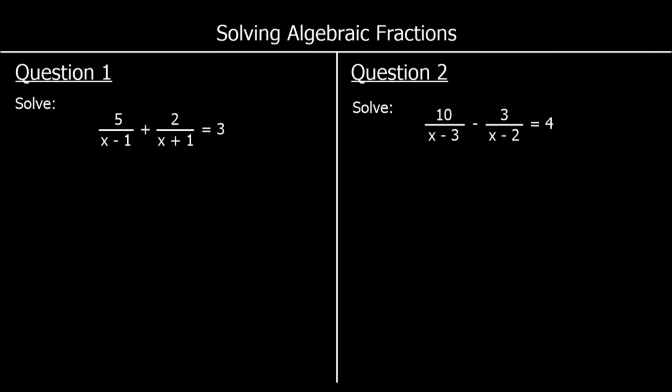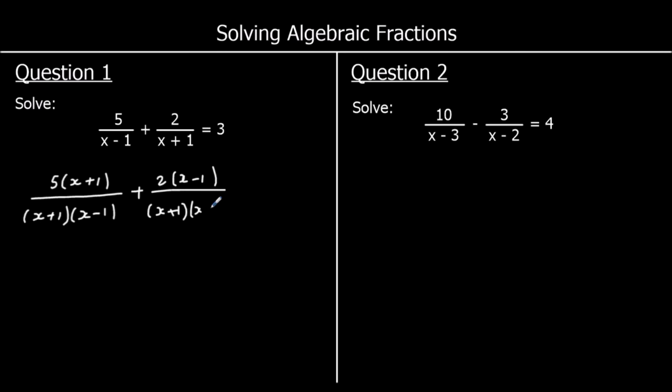Okay, so we're going to add the fractions. To do that, we're going to make the denominators the same. So multiply top and bottom of 5 over x minus 1 by x plus 1. And multiply top and bottom of 2 over x plus 1 by x minus 1. So now we've got the same denominators, we can make it into one fraction.